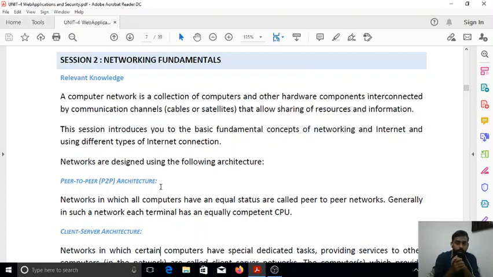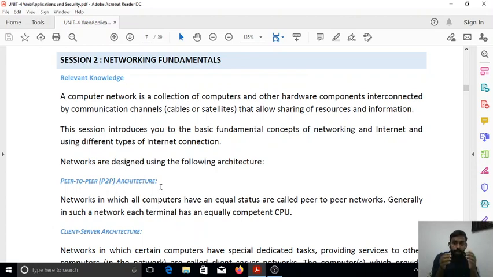That's the second point: channels, which may be cables or satellites, that allow sharing of resources and information. And here in this definition we have three parts, right? The first part is a computer network is a collection of computers and other hardware components. Other hardware components in the sense there may be printers, scanners, routers, hub, switch, whatever it is. Yes, that's the first point.